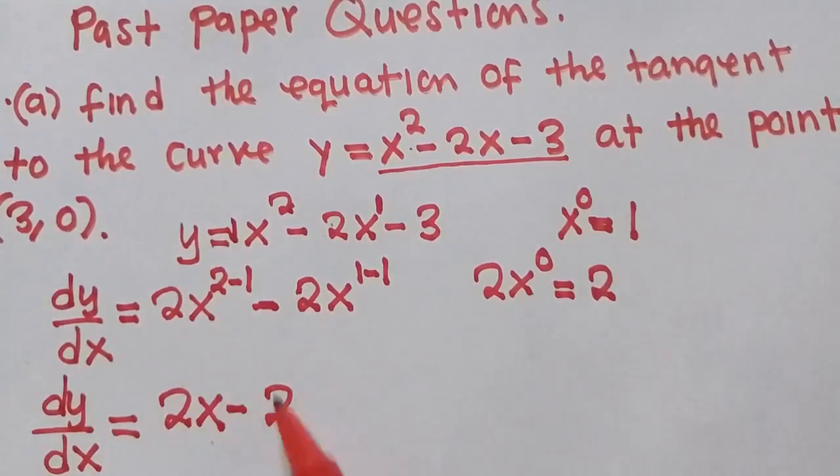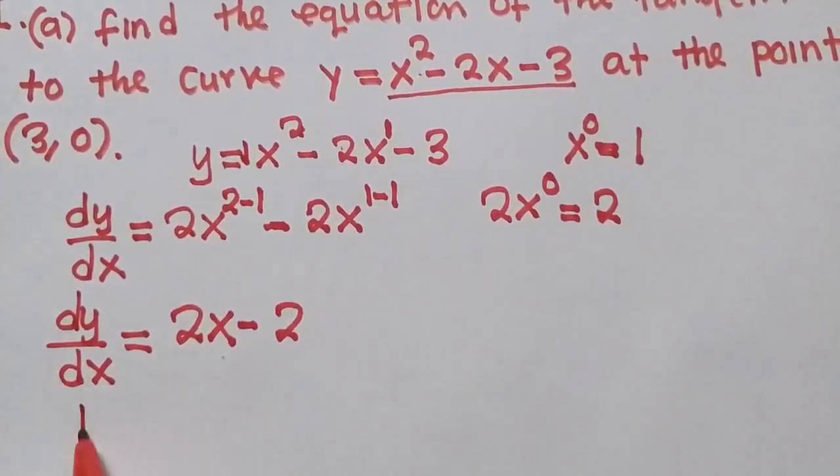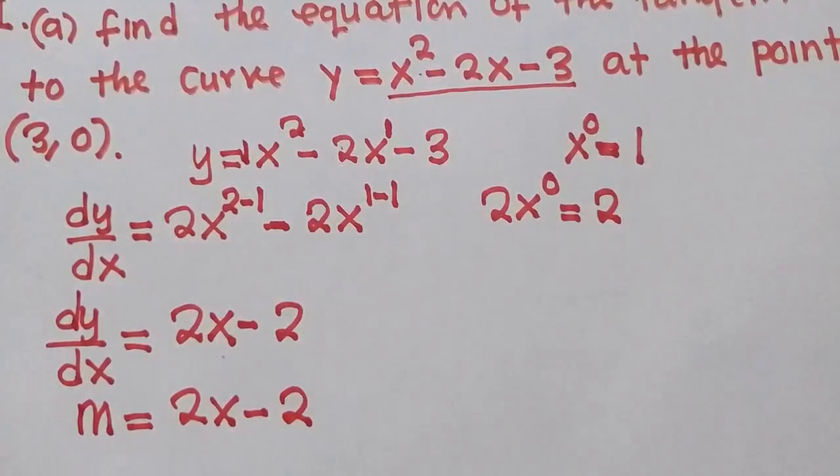So this thing now here is called a gradient function. We call this a gradient function. So what I'm going to do is this. I'm going to say this is now m is equal to 2x minus 2. This is what I'm given.